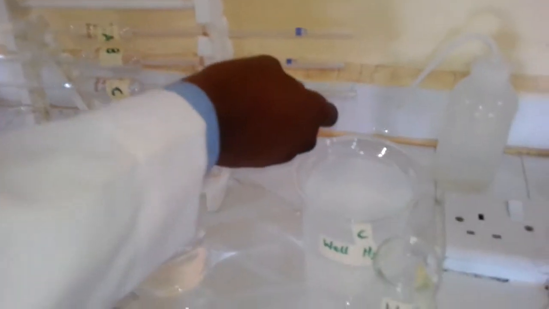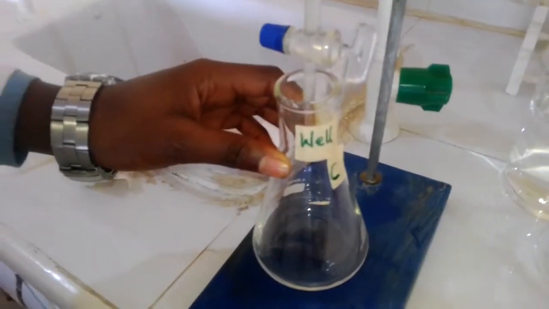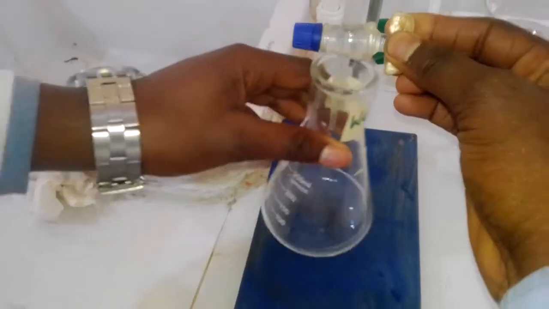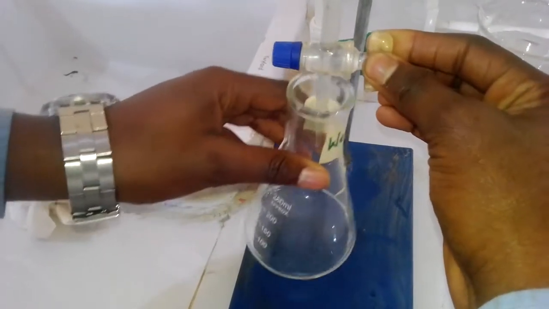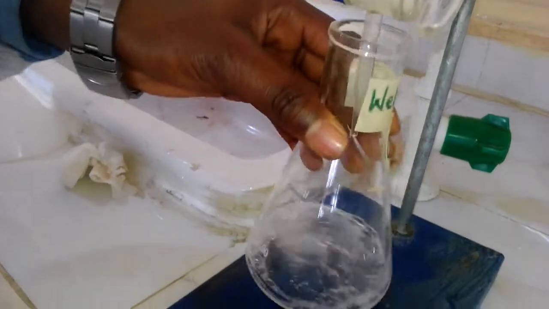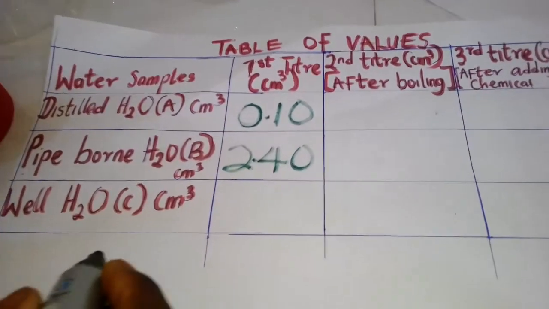Again, refill the burette with the soap solution. Pipette 25 ml of the well water into your conical flask. Then titrate with the soap solution. Exactly 3.8 ml of the soap solution made the well water to form lather. Record the value in the table.